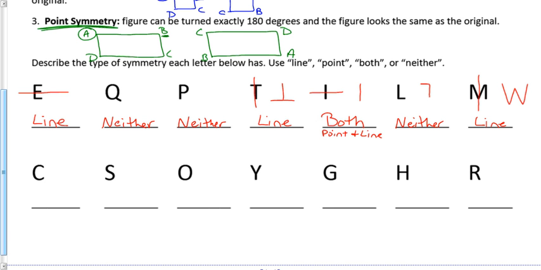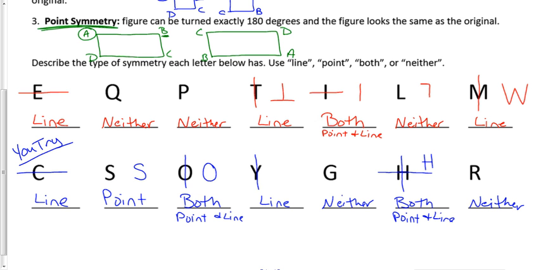So what I'd like you to do right now is try the next row, C, S, O, Y, G, H, R. Pause the video, complete those, and then check your answers. So please pause the video now. Here are my answers. Please pause the video here and check all of your answers and correct anything that needs to be corrected.